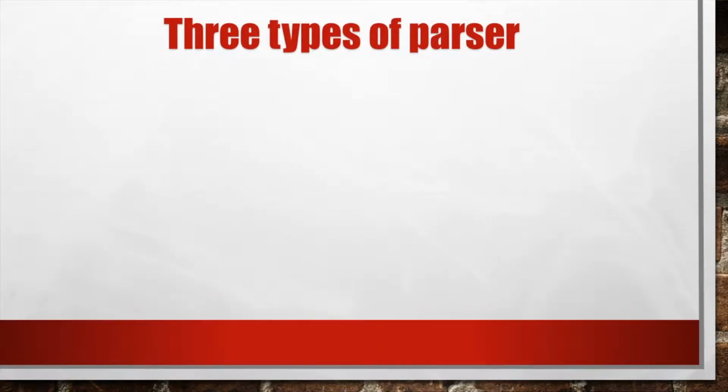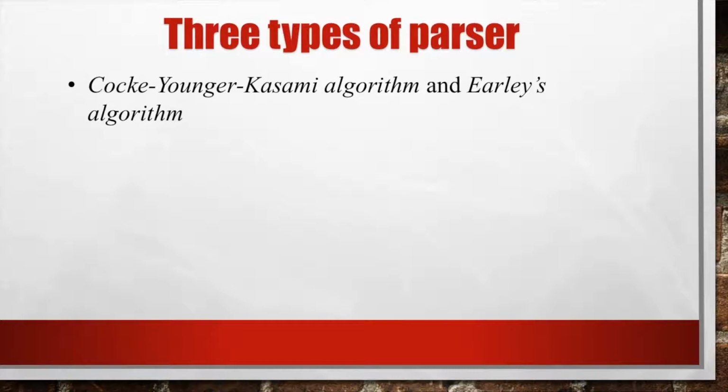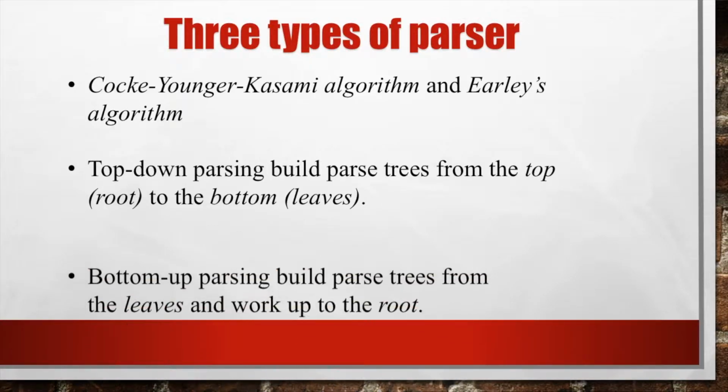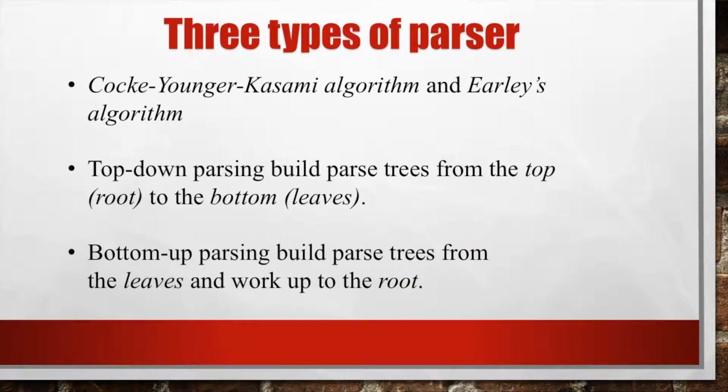The next topic is the three general parsers for grammars. First is the universal parsing method, such as the CYK algorithm and Earley's algorithm, which can parse any grammar. These methods are too inefficient to use in production compilers. Next, the commonly used methods in compilers are classified as top-down parsing or bottom-up parsing.